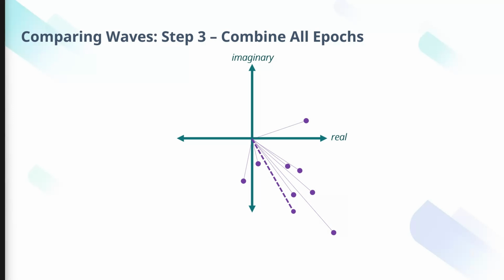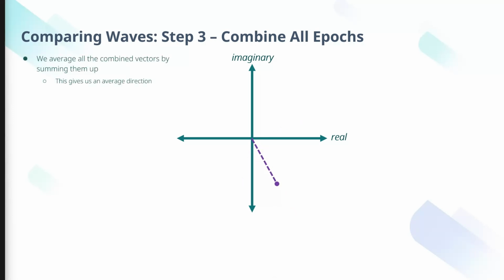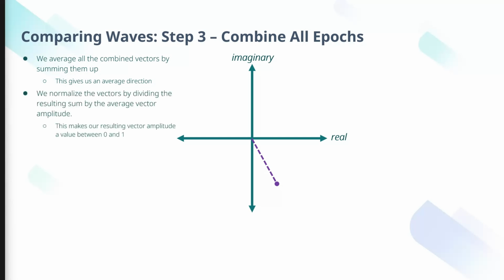And once we have all of those different combined waves for all the epochs in the entire recording, we can average them to get us an average direction. And then we normalize them, which is basically just making sure that the resulting value is between 0 and 1. Because we don't know what 120 means in this context, but what we do know now is that 1 is the maximum and 0 is the minimum. And that gives us our averaged and normalized result.